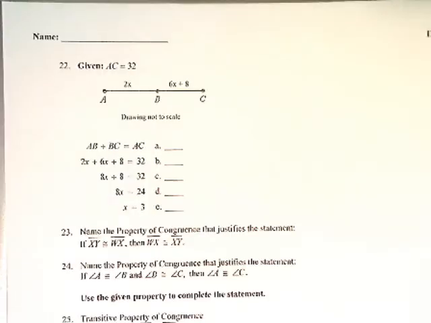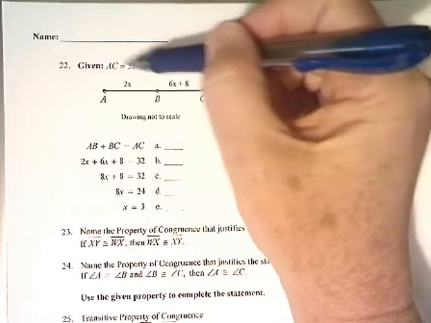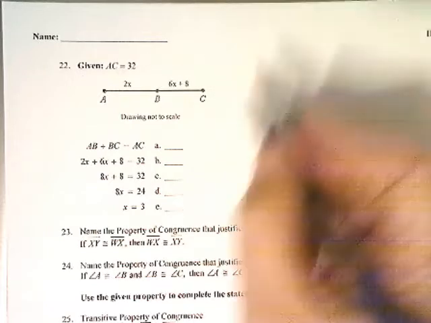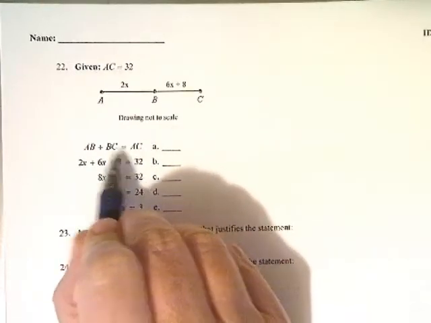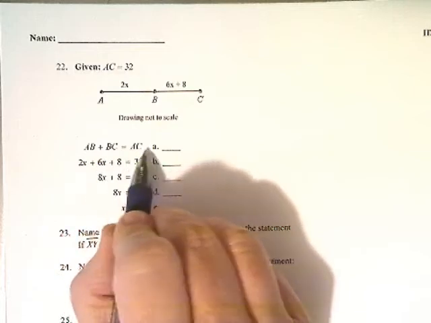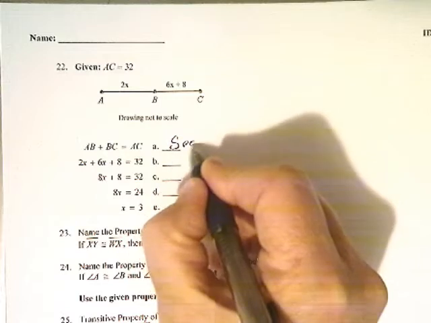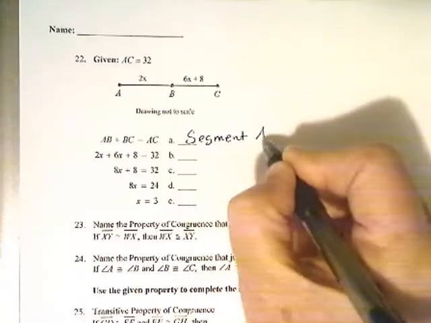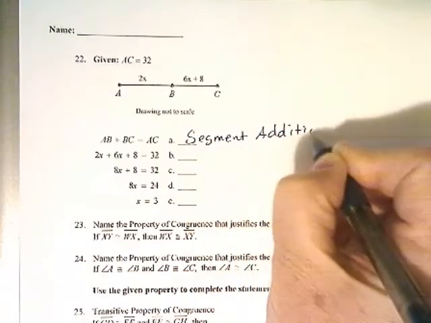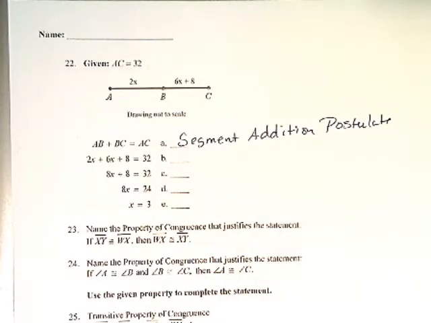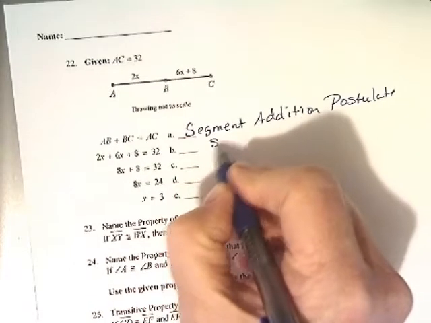22, similar type problem, ask us to fill in the missing reasons. Now, AC, that's from here to here, is 32. First step says AB plus BC equals AC. That's not the angle addition postulate, that's the segment addition postulate. Then we replace those segments with their values, so that's called substitution.